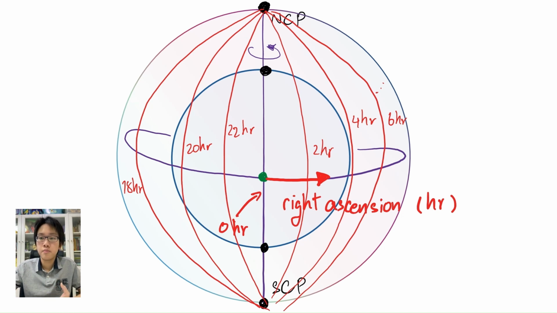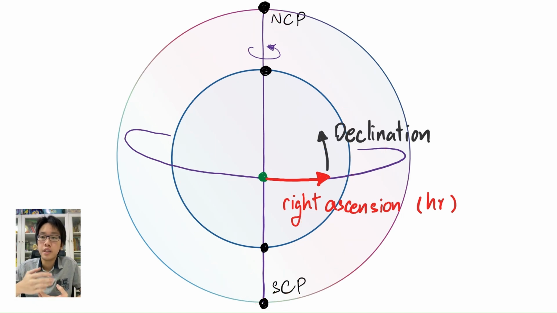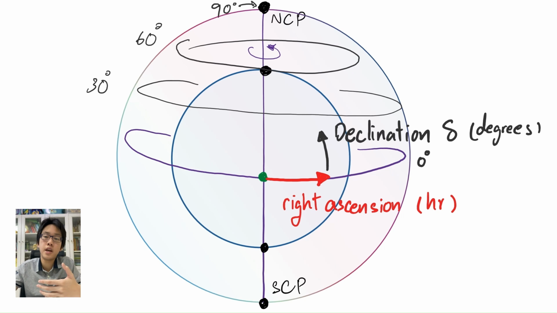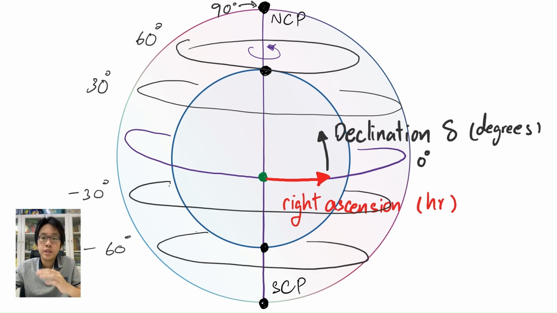Next is about the reference plane. It's called the declination. So at the reference plane, the declination would be 0 degrees. And when it goes outward to the north, it's going to increase to 30, 60, and at the North Celestial Pole, it's going to be 90 degrees. And when it goes lower down to the south, it's going to be minus 30 degrees, minus 60 degrees, and down towards minus 90 degrees at the South Celestial Pole.